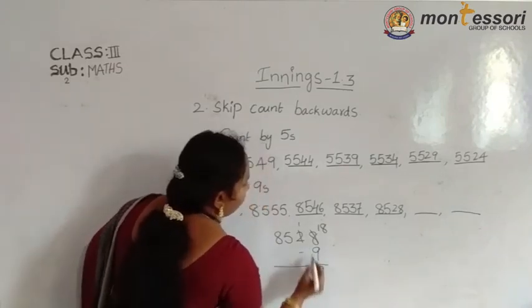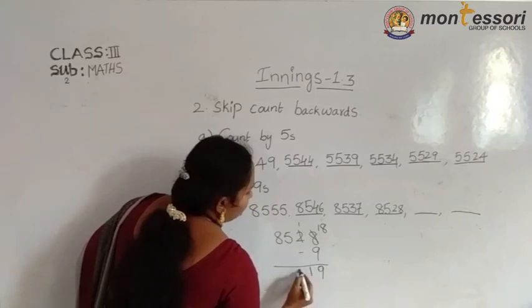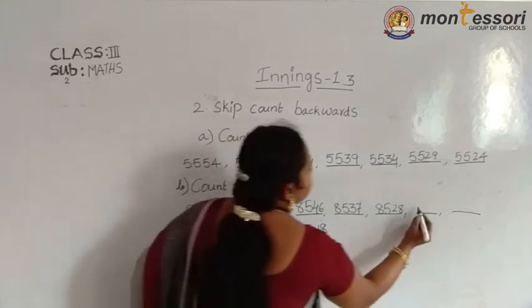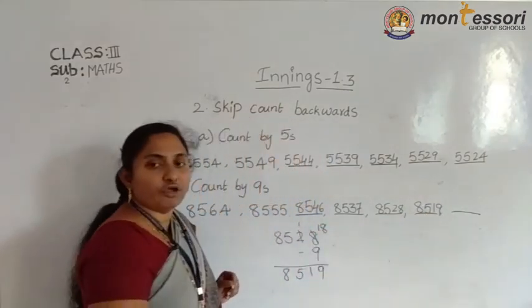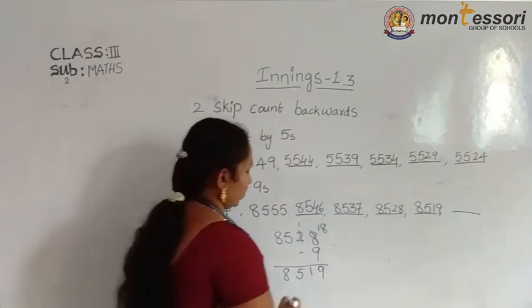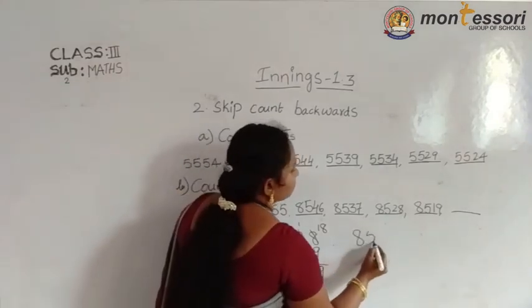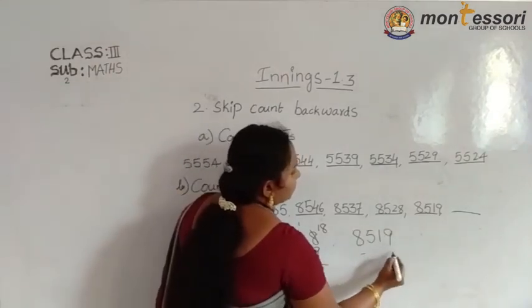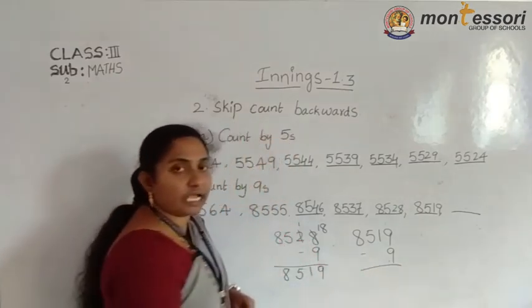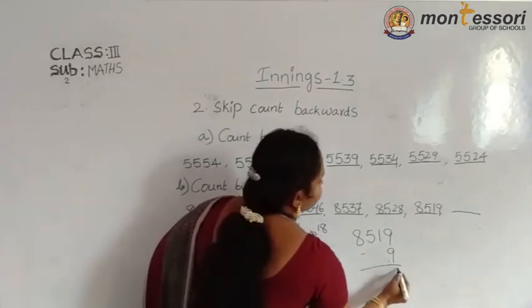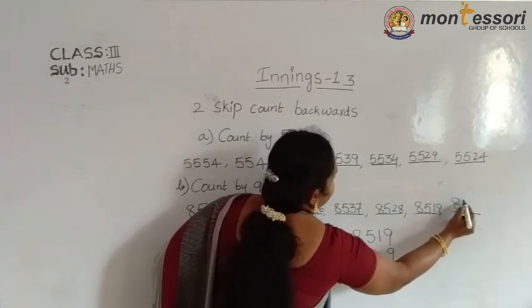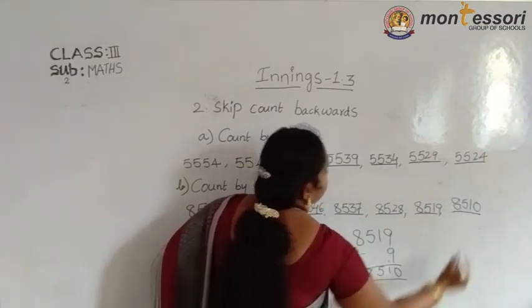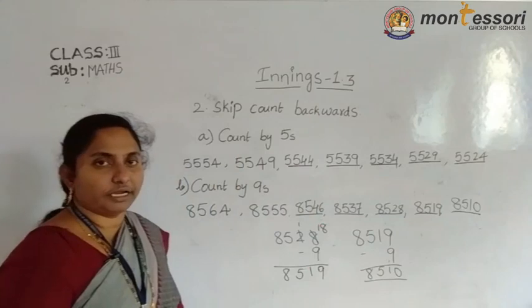Okay, and again 1, 5, 8. What is the answer here? 8519. Okay. Now again I am taking 8519 minus 9. 9 minus 9, 0, 1, 5, 8. Now I am writing here 8510. Understood all of you?